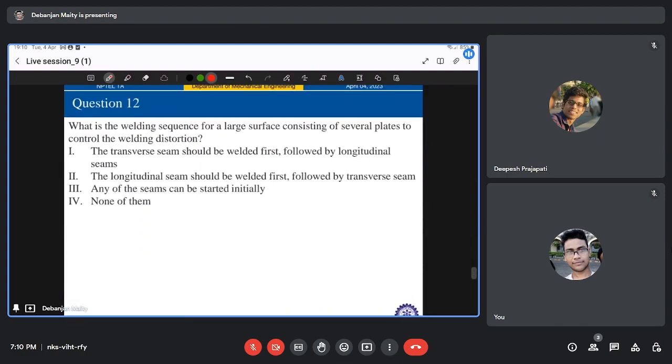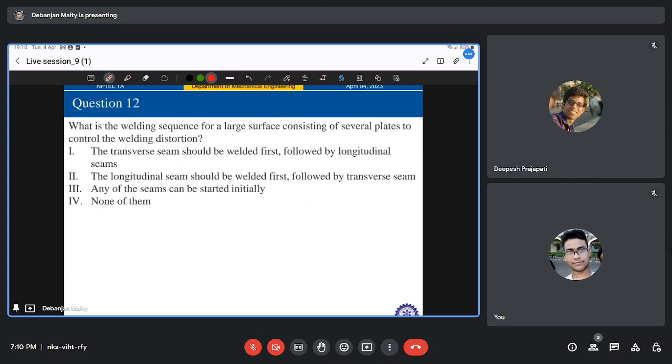This is the last question, really. So, what is the welding sequence for a large surface consisting of several plates? Before that, there is another thing to discuss. How can you control or remove this distortion?